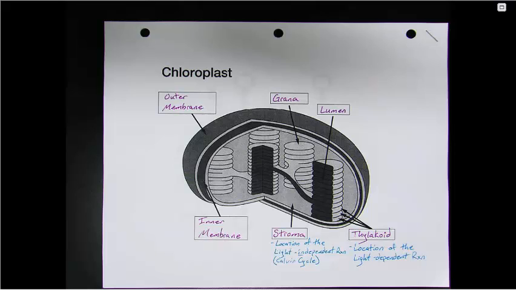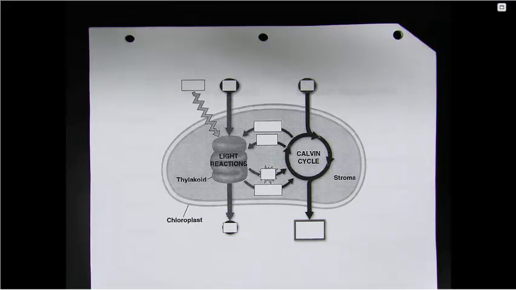So make sure that in your notes you have these structures labeled and you know the difference between the light-independent and light-dependent reaction location inside of the chloroplast. Now let's dive in a little deeper to the process of photosynthesis. Let's remember the equation for photosynthesis.